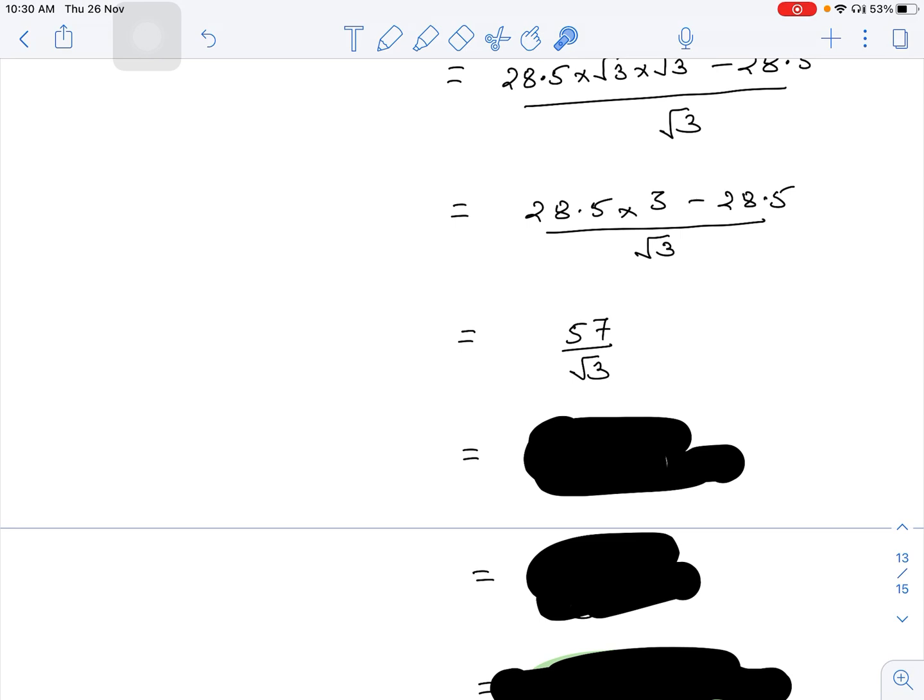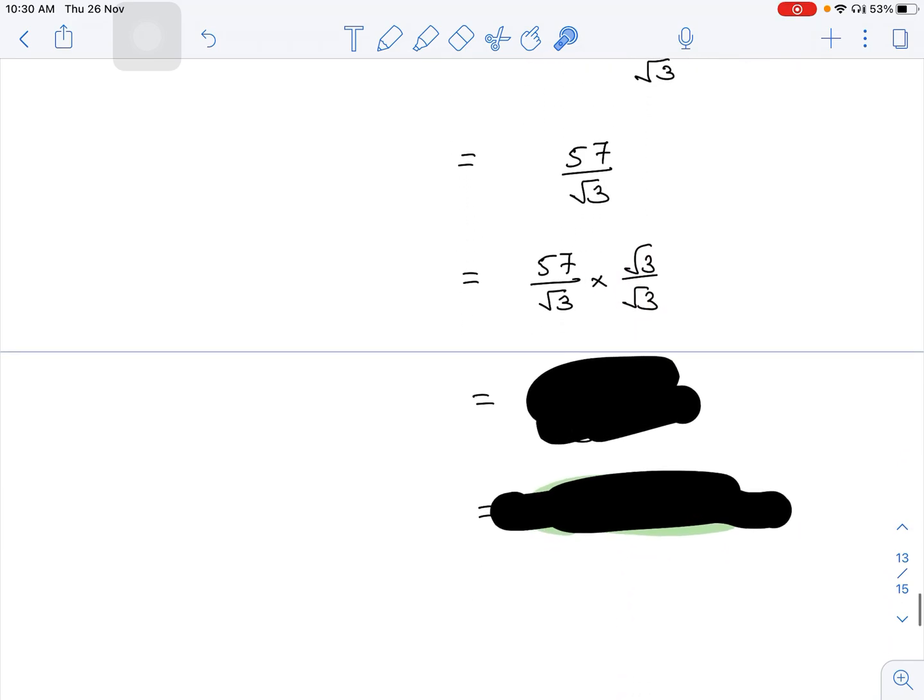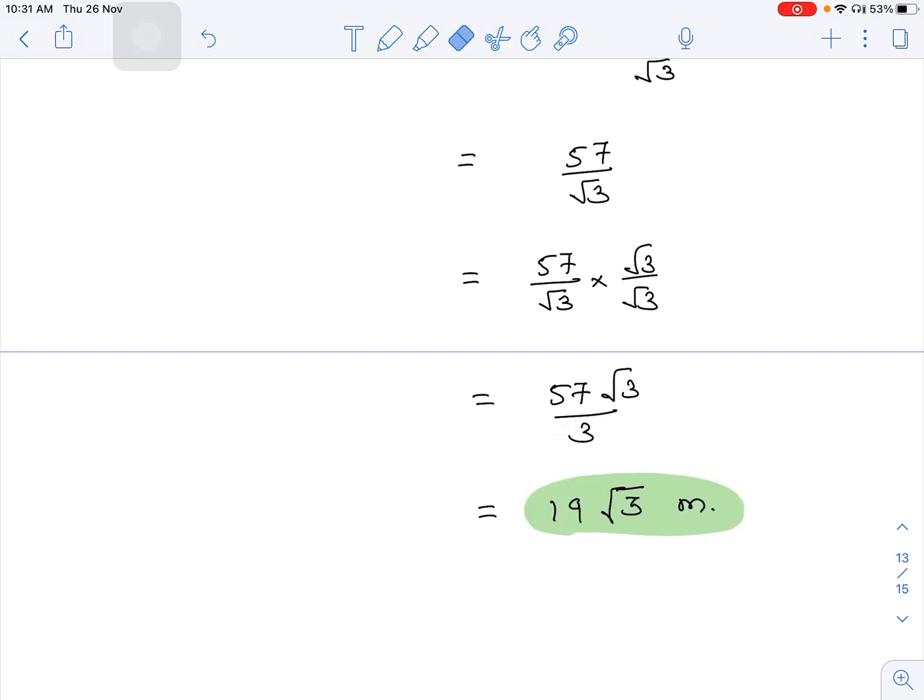In the next step, this denominator is an irrational number, so we will rationalize the denominator. How to rationalize it? We get 57 upon root 3 into root 3 upon root 3. In the next step, this root 3 multiplied by root 3 will become only 3, and the numerator will be 57 root 3. Now this 57 can be cancelled by this 3, as 3 ones are 3 and 3 nineteens are 57, so our final answer will be 19 root 3. So the distance traveled by the boy towards the building is 19 root 3.